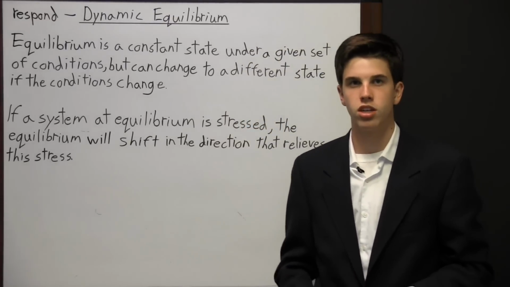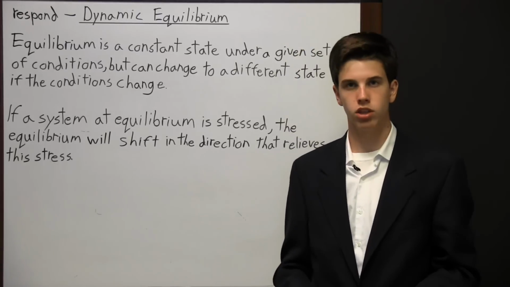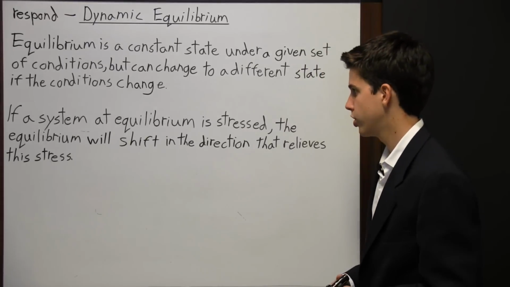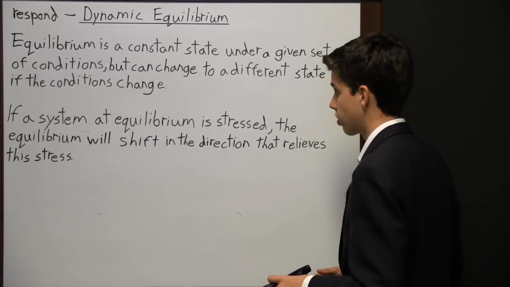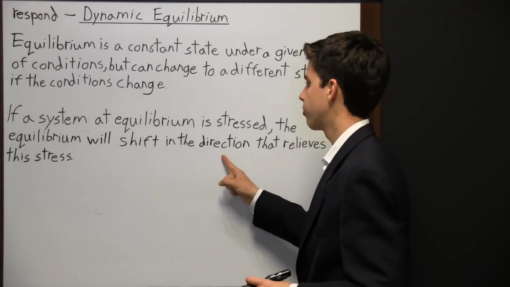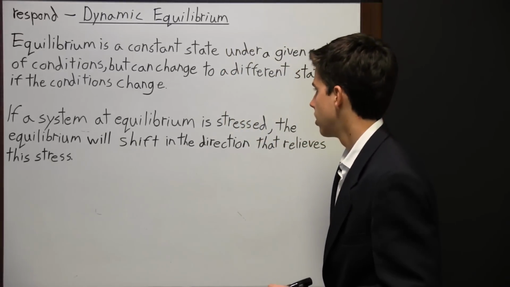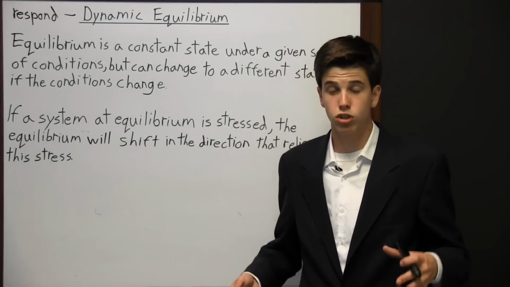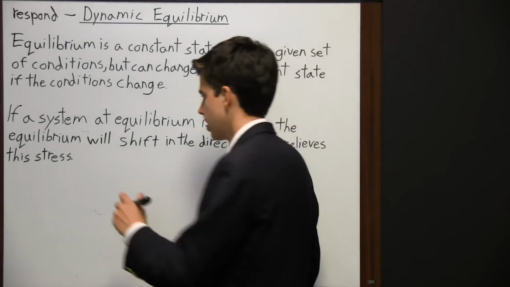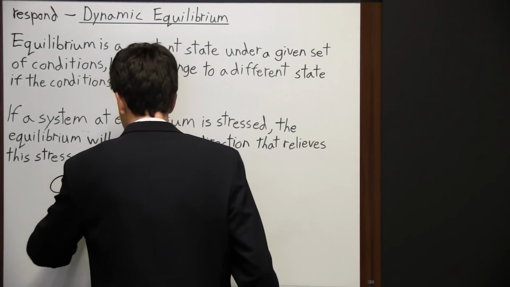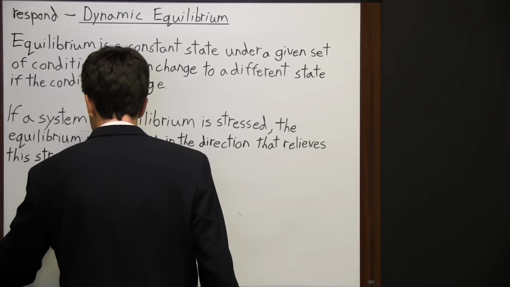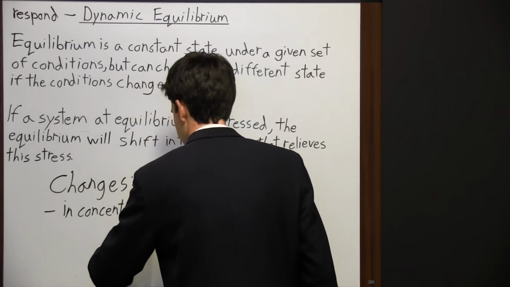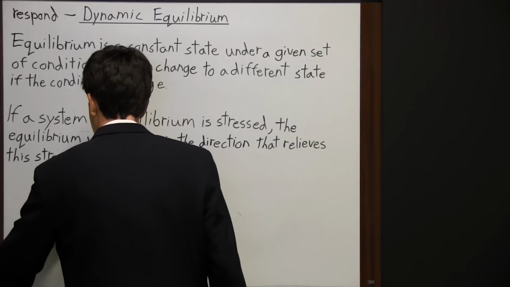Now, the French chemist Le Chatelier described how equilibrium responds to stress. So he came up with Le Chatelier's principle, which is if a system at equilibrium is stressed, the equilibrium will shift in the direction that relieves this stress. So an equilibrium wants to be in a situation of little stress. And so some common stresses include changes in, I'm going to write changes up here, changes in concentrations, and this can be in the concentrations of reactants or products, changes in pressure.